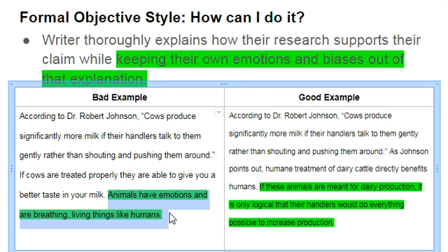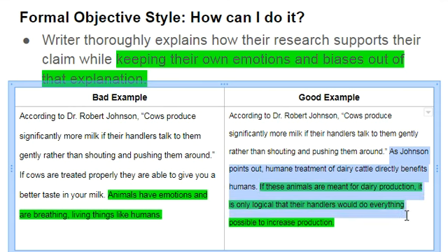So here's a way that she could have discussed this research. So this part is the same. It delivers the same bit of research, about how cows produce more milk if they're treated kindly. Now here's how I would fix this. As Johnson points out, humane treatment of dairy cattle directly benefits humans. If these animals are meant for dairy production, it's only logical that their handlers would do everything possible to increase production.